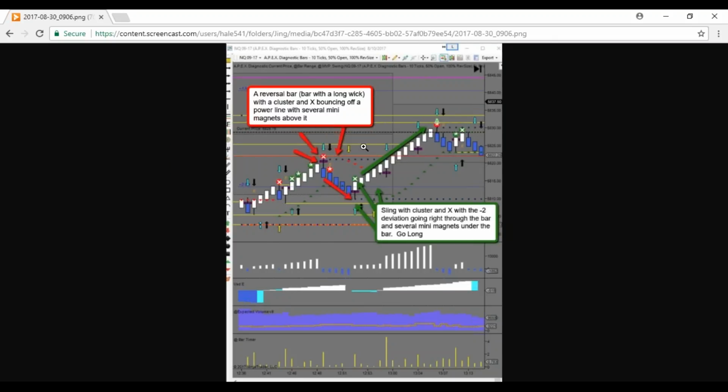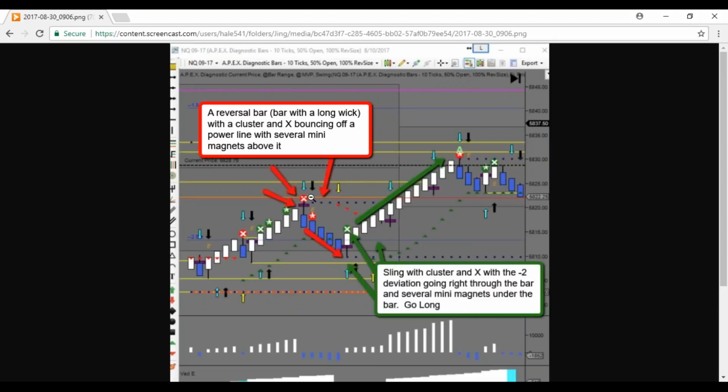So we had, let's make this a little bigger. Market comes up. We have a reversal bar with a long wick. We've got a cluster. And we have an X bouncing off of a level. And you can't see it clear because they're overlapping each other. What is that there? Up above here, there's several mini magnets. Okay, so there's kind of several levels it's bouncing off of. All right. So Power X, right? What do we have? Reversal bar, off a level, cluster.